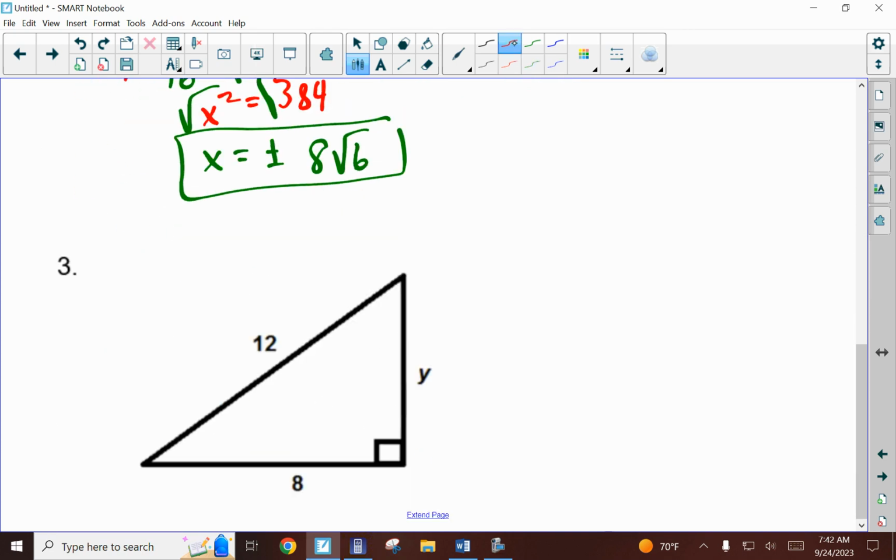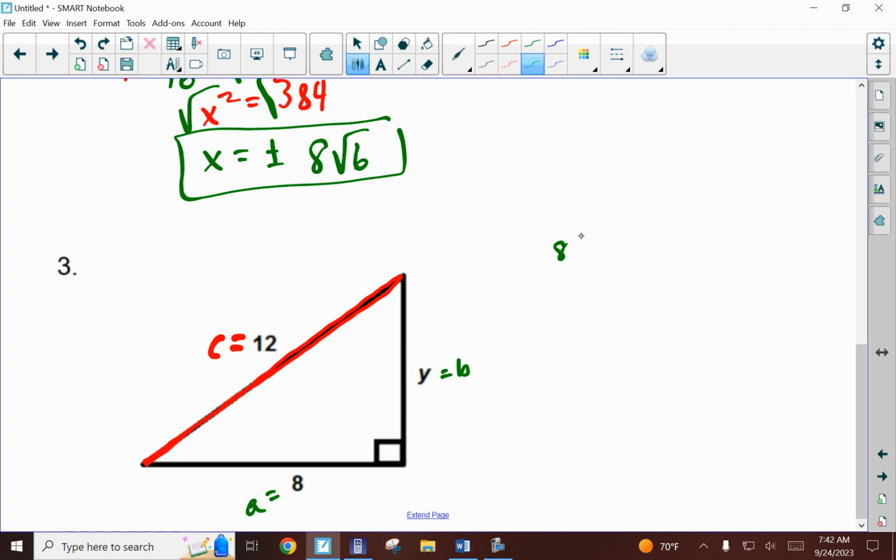Okay. And then let's see, I don't know if there's another, oh yeah, there's the application question. So again, when you do Pythagorean's theorem, the side across from the 90-degree angle, the longest side, it has to be the C. So C is equal to 12. A and B are going to be interchangeable, so it doesn't really matter. So you can make this A and this B.